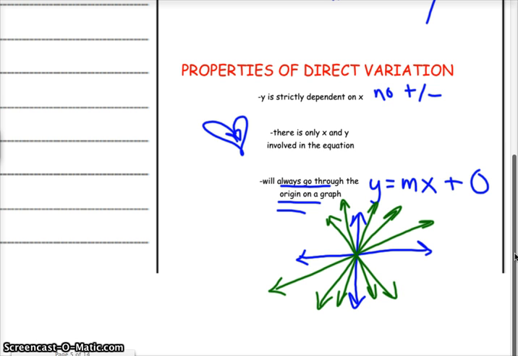but it's really just the slope. All I need you to do is find the slope. If you can find the slope, that's the constant. That's what you're multiplying x by. Okay.